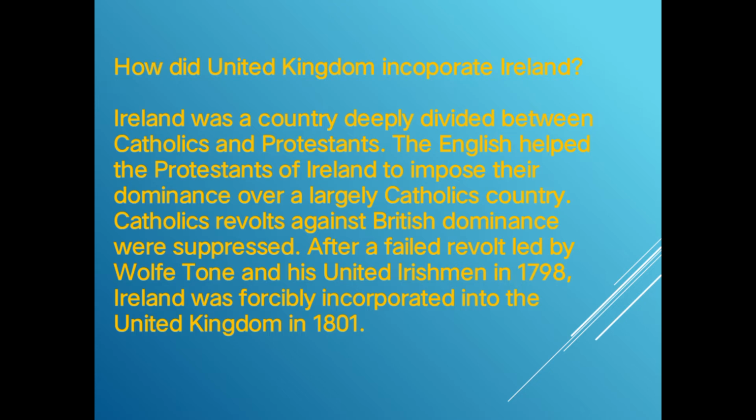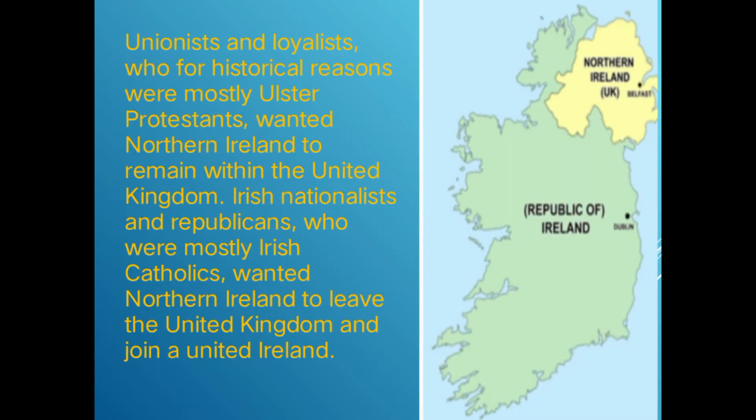After a failed revolt led by Wolfe Tone and his United Irishmen in 1798, Ireland was forcefully incorporated into the United Kingdom with the Act of 1801. This is the map of Ireland. The northern part consisted of Protestants and the Republic of Ireland was Catholics.